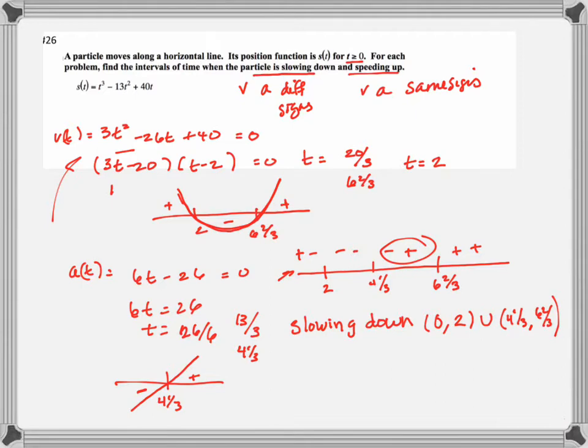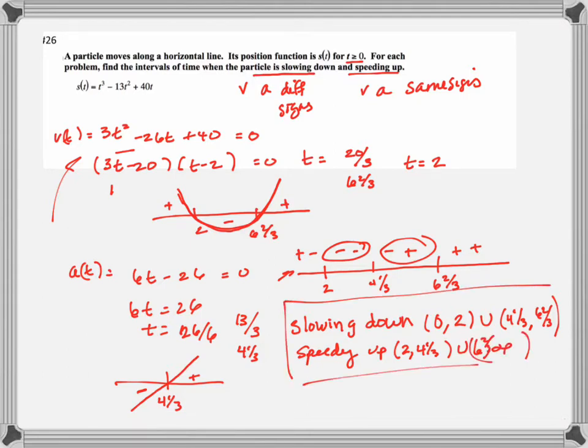And it is speeding up where the signs are the same. So from 2 to 4 1/3, and from 6 2/3 to infinity. So that was the answer to number 26.